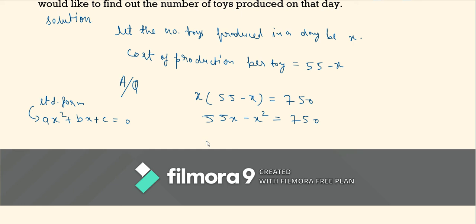You can see x square plus 55x minus 750 is equal to 0. Again there is a minus, so take a minus common and write it as x square minus 85x plus 750. So this is the required mathematical equation that will solve your problem.